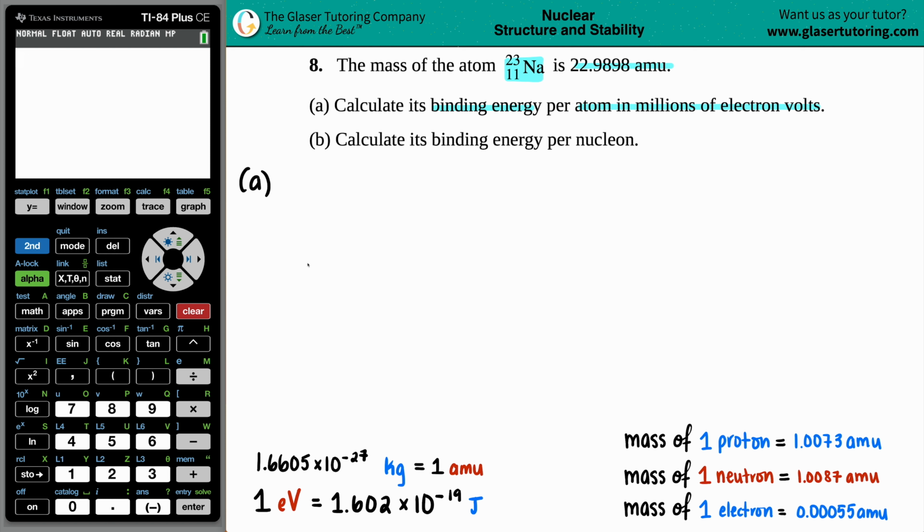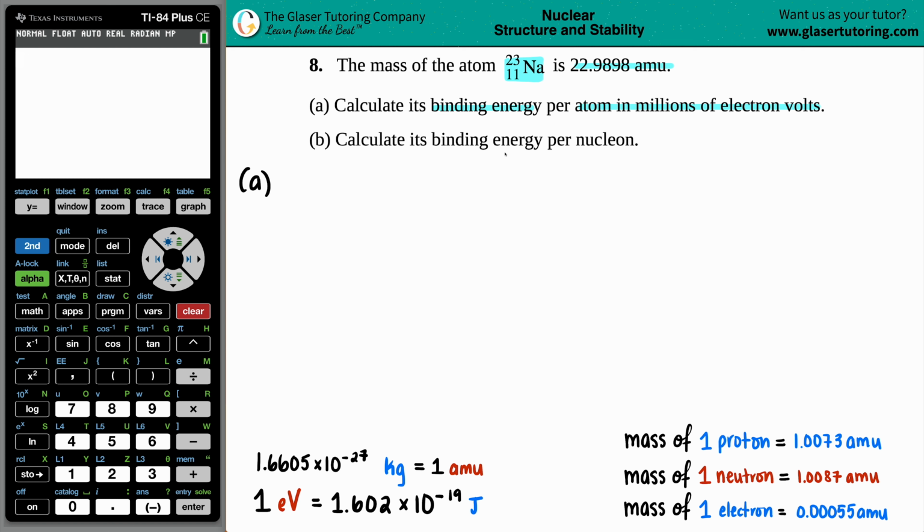Now, anytime we're talking about binding energy and an atom of some sort, in this case a sodium atom, we are probably using one of the most famous formulas in all the land. A very famous formula, right? Einstein was featured in the new movie Oppenheimer, I think for only a hot second, though.